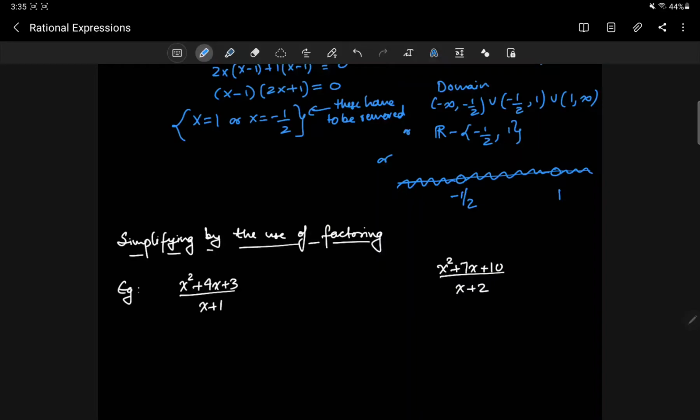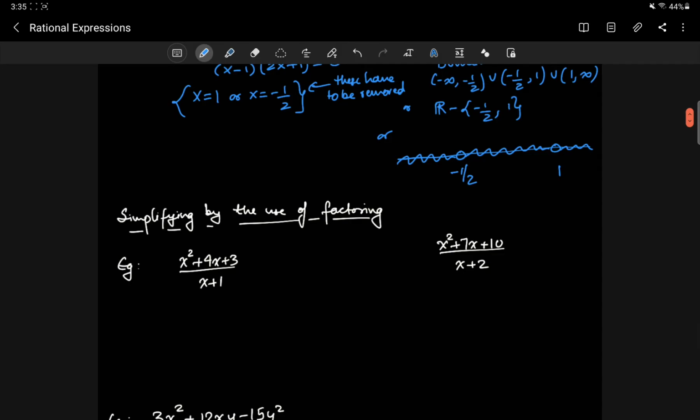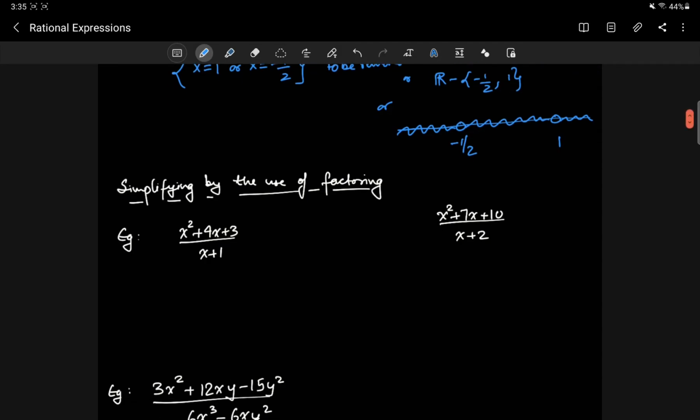Hi everyone, in this video we are going to look at simplifying by the use of factoring. What simplifying means is we try to write it in the simplest possible form. So it's kind of like editing, right? You can say the same thing directly or you can say it in like 3 sentences. But if you can get the point across in like 3 words, then you prefer that one.